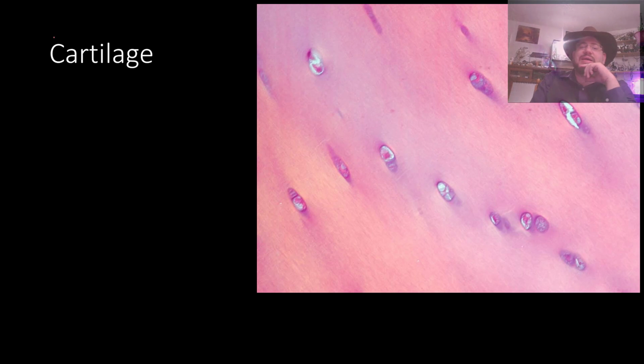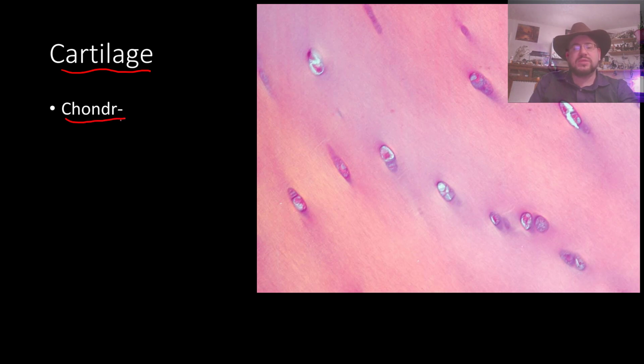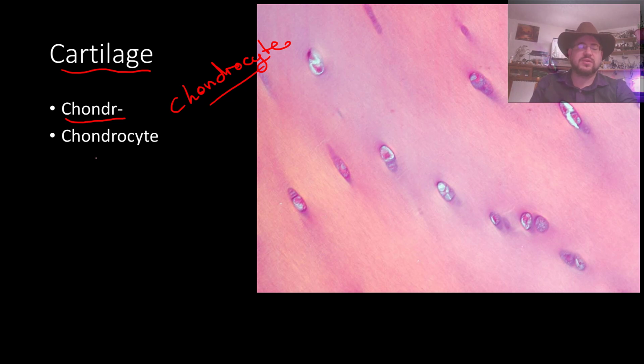All right, so that's the fibrous connective tissues, the loose fibrous connective tissue and dense fibrous connective tissue. And now let's move on to cartilage. All right, so cartilage is anytime you see the prefix chondr, chondra, that means we're talking about cartilage. So a chondrocyte is a cell in cartilage, right? It's the type of cell that secretes the matrix. So it's the chondrocyte that's secreting the matrix.